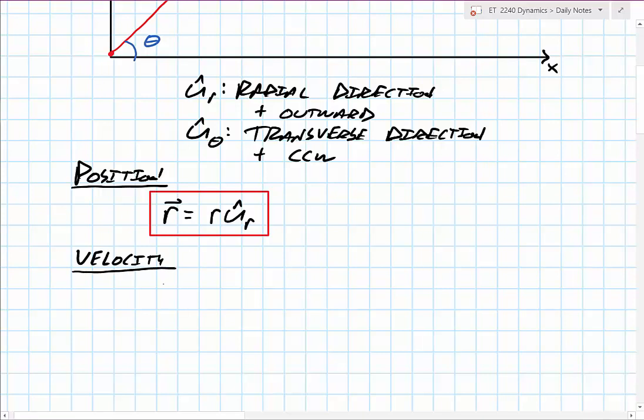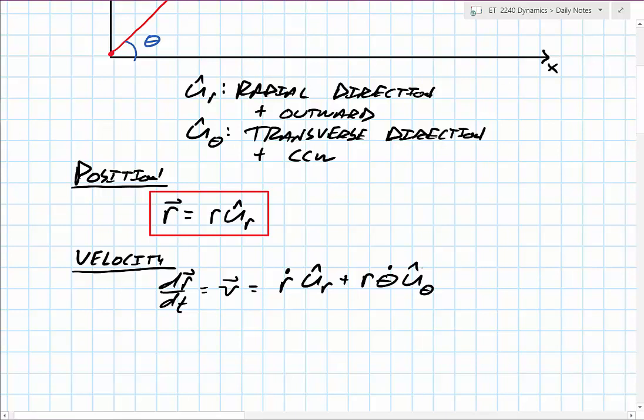So for this velocity vector, if I take the derivative of my position vector with respect to time, it's equal to velocity. I can see that there is r times the unit vector, which means I'm going to have to use the product rule. So in essence, I end up with the derivative of the first, which is r dot, times the second, which is my unit vector, plus the first, which is just my r, times the derivative of the second, and that's u theta hat.